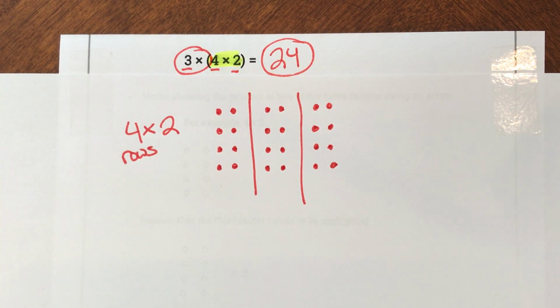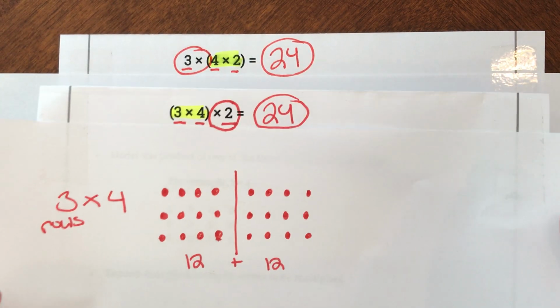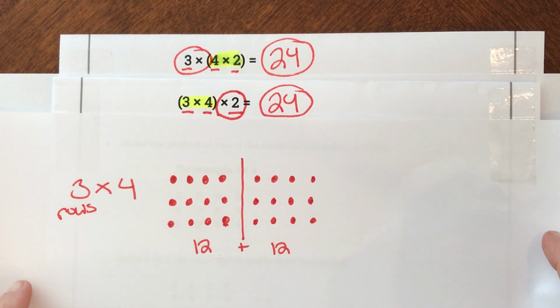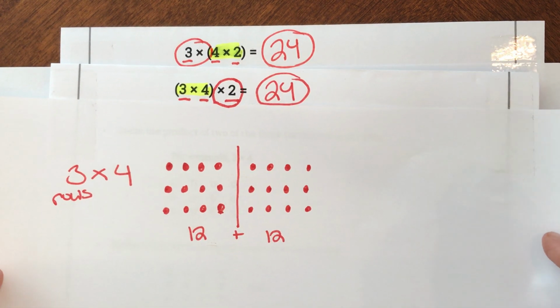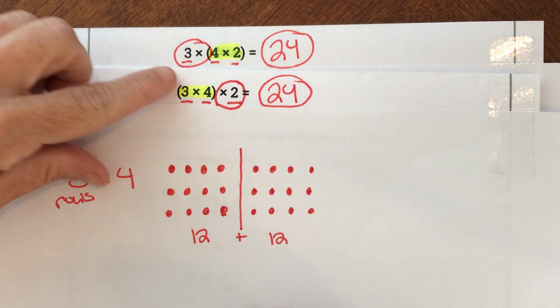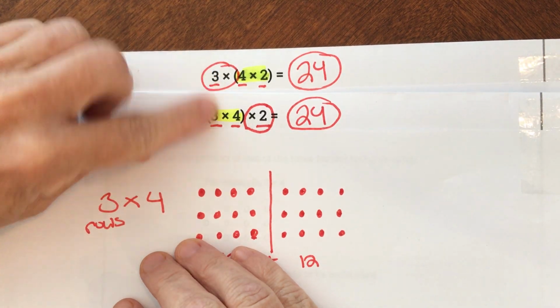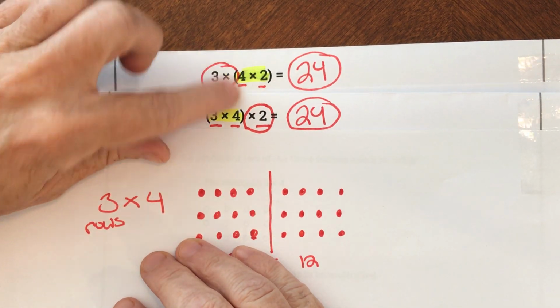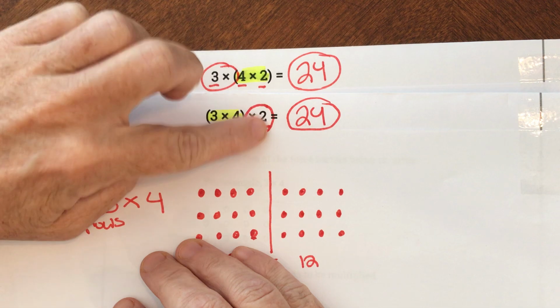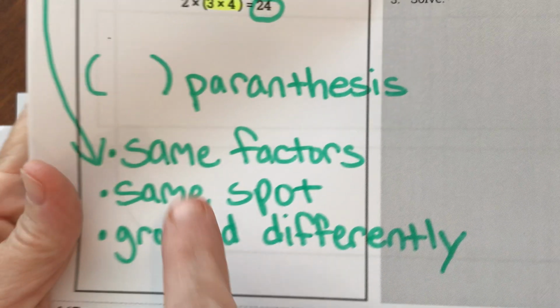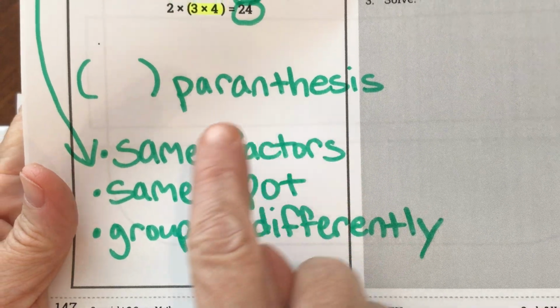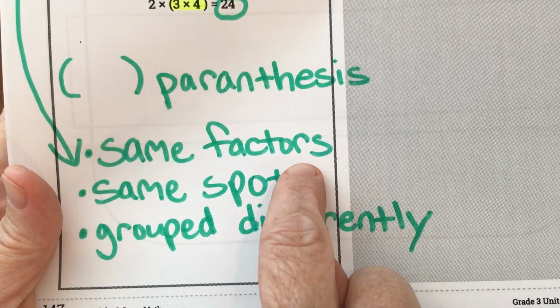Okay, friends, I'm going to show you the one that I just did, and I want you to look at how they're the same. Those are the 2 problems I did right now. Look at what I see about them. They both have a 3 in the front, they both have a 4 in the middle, and they both have a 2. So what do they have? They have the same factors in the same spot, but they're grouped differently.